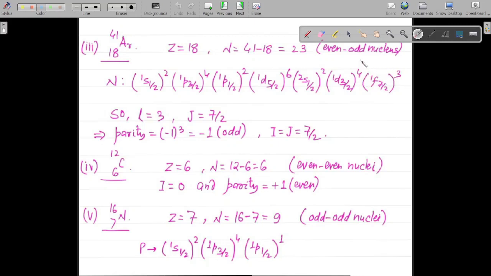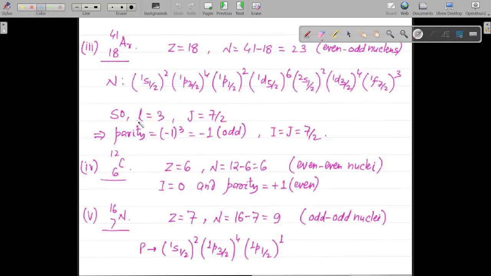Now, this nuclear configuration with respect to neutrons, that is, 23 neutrons have been filled over here, but how have they been filled? The 23 neutrons have been filled according to the energy level diagram of the nuclear shell model which we had already drawn. This configuration is according to that.